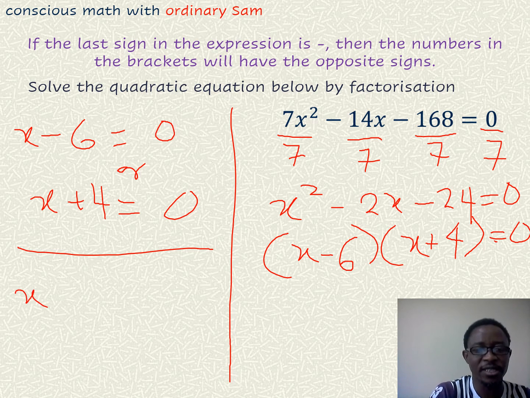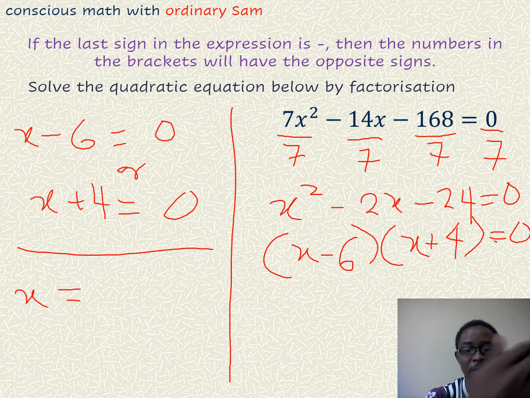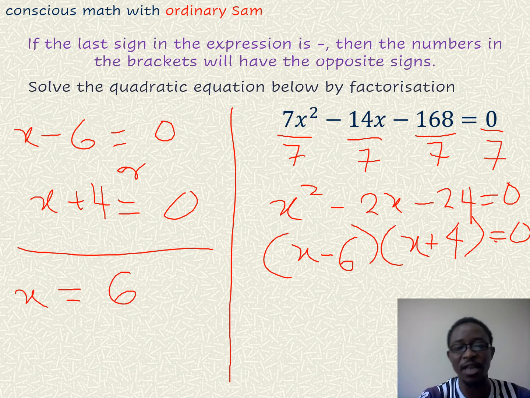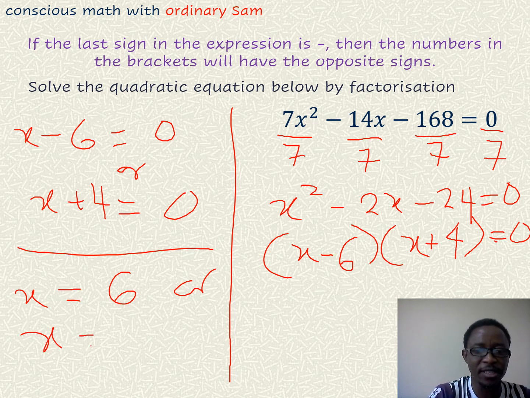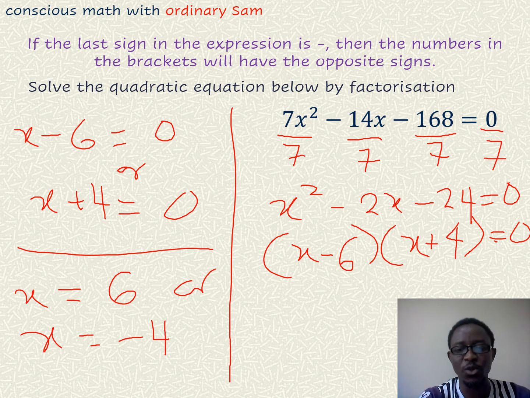Therefore, making x the subject in the first case, taking minus 6 to the other side, it becomes plus 6, because when you change side, you change sign. Or x equal to, when plus 4 crosses to the other side, becomes minus 4. Here are the two values we are looking at. So this is clear. This is very straightforward. This is very fast. This is quick.